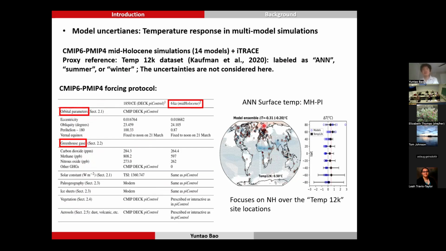This map shows you the distribution of the proxies in Temp12k. We can see most of the proxies are located in Western Europe and North America, but in Asia and other regions we do not have many proxies. So basically, if we want to compare the model with these proxy references, we have to focus on the Northern Hemisphere mid-high latitudes.